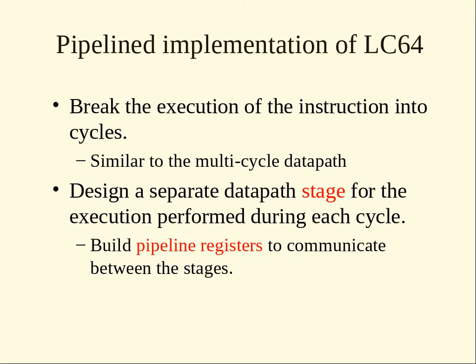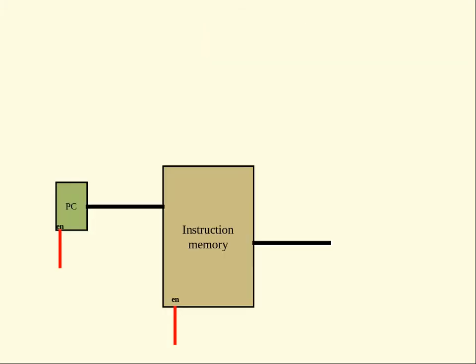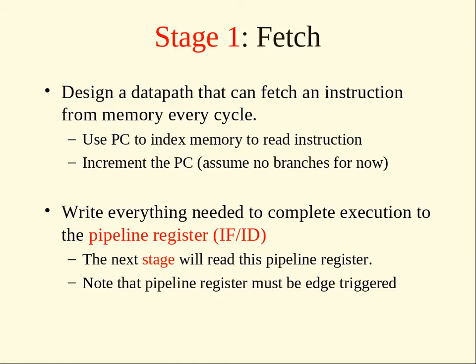And so what we're going to do is break up the instruction into different cycles, similar to multi-cycle, but design a different data path stage for each one. So in other words, each path is going to be staged up. Do we get a picture? We do not get a picture. Okay. So what we're going to talk about is what's referred to as the classic 5-stage in-order pipeline.